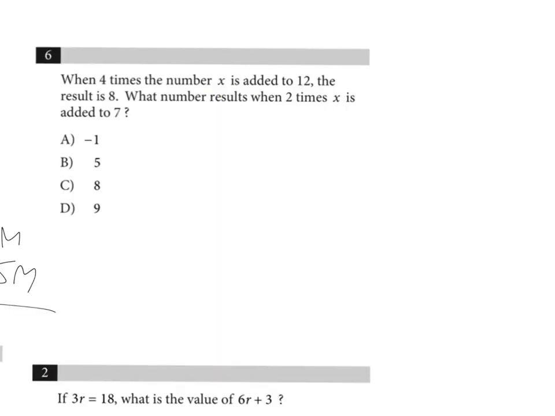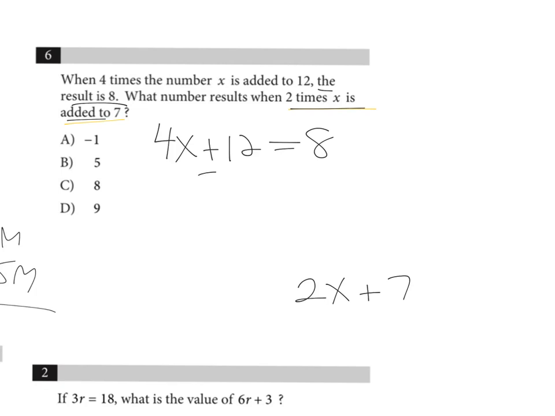Number 6, when 4 times the number x is added to 12, so really 12 plus 4x, or 4x plus 12, the result is 8, so that equals 8. What number results when 2 times x is added to 7? So this question is one of those questions where you have to solve for x, and then it says, what is 2 times x added to 7?